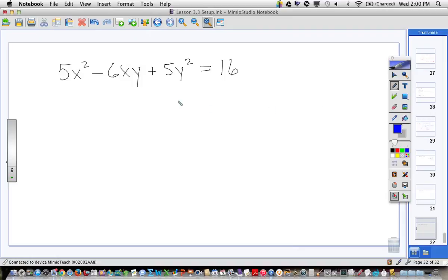So here's how we do this. We do the derivative of both sides. So let's start on the left. What's the derivative of 5x squared? 10x. Normal derivative when it's the x. We're doing the derivative with respect to x. All right, now here's where we got trouble. What's going to happen right here?